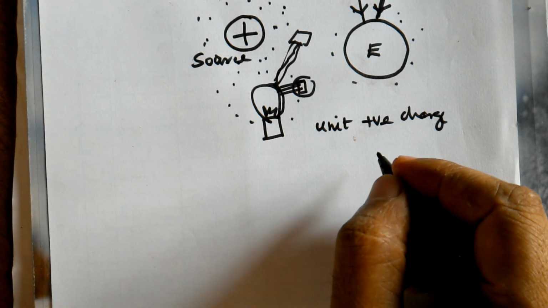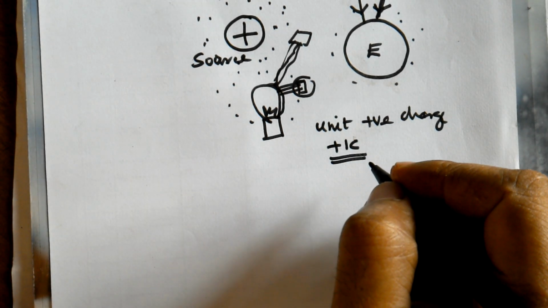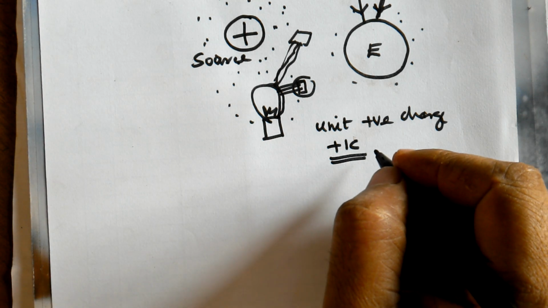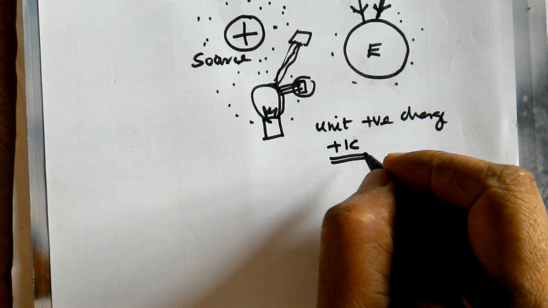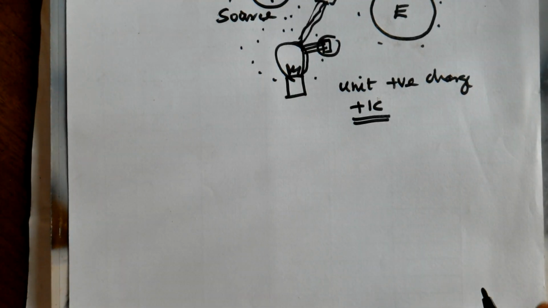So what do you mean by unit positive charge? It is plus 1 coulomb. So this is taken as a notation or a conventional charge, and this is always used to measure the strength of the field. Sir, now how to measure the strength of the field?